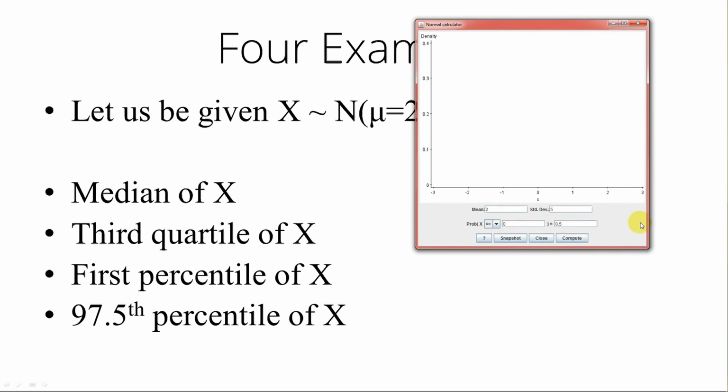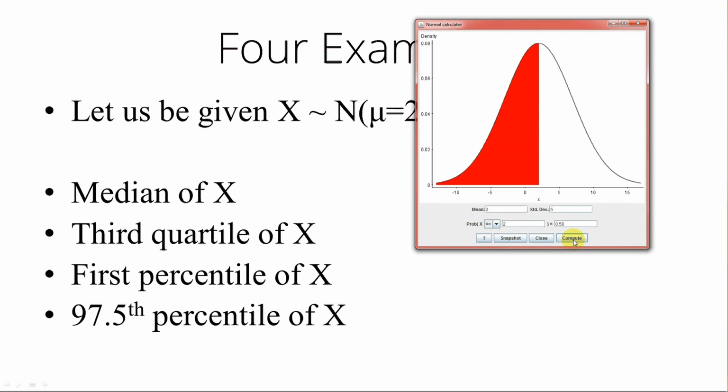We now know the probability. Because it's the median, the 50th percentile, the probability here is going to be 0.50. And we have to make sure that we keep this as less than. Compute. And we're given that the median of x is 2.